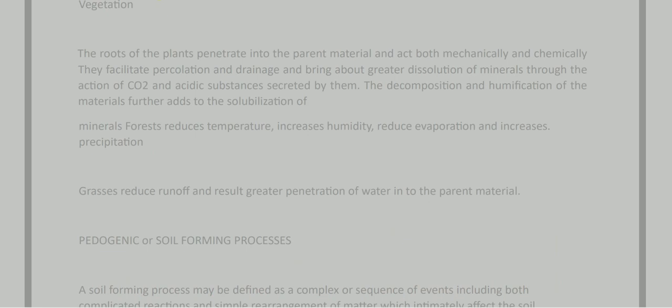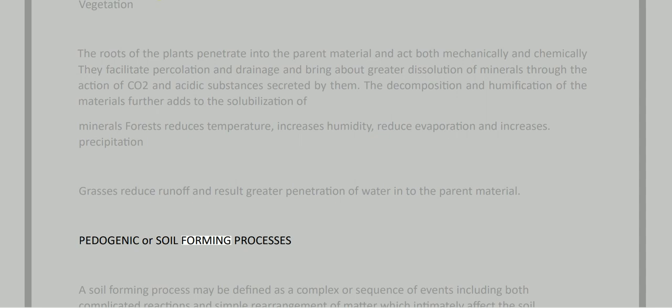Vegetation. The roots of the plants penetrate into the parent material and act both mechanically and chemically. They facilitate percolation and drainage and bring about greater dissolution of minerals through the action of CO2 and acidic substances secreted by them. The decomposition and humification of the materials further add to the solubilization of minerals. Forests reduce temperature, increase humidity, reduce evaporation and increase precipitation. Grasses reduce runoff and result in greater penetration of water into the parent material.